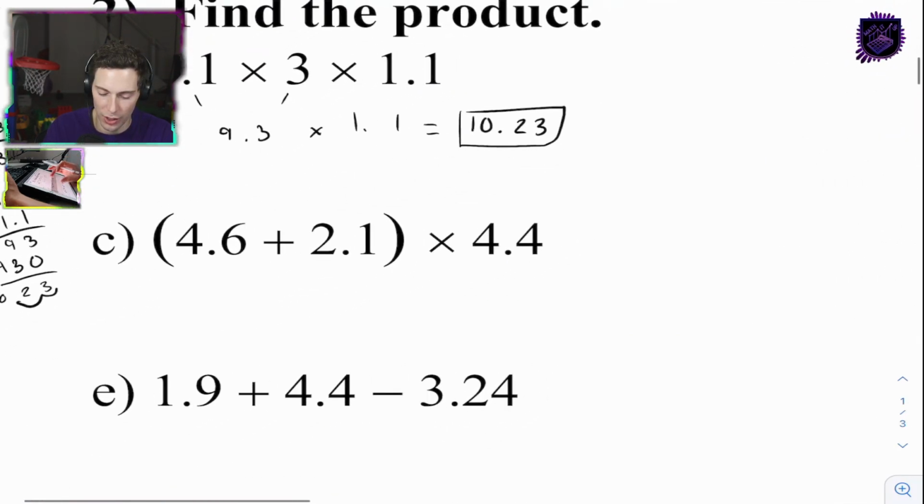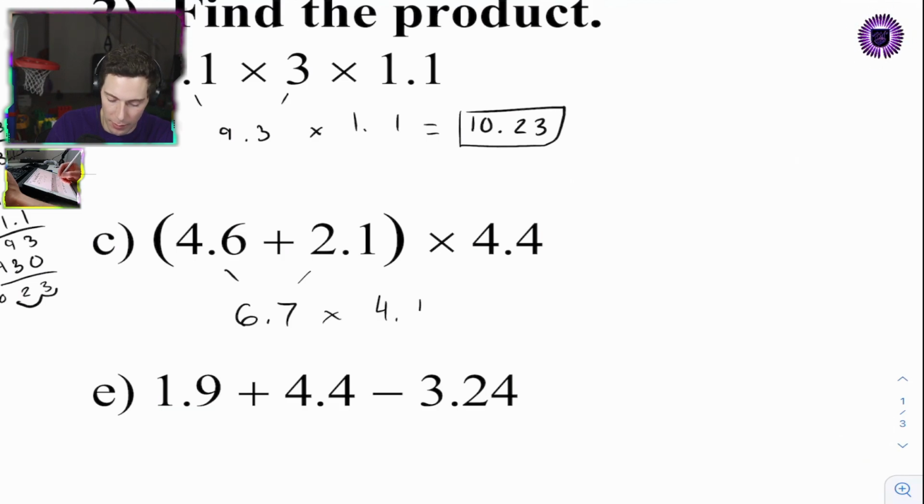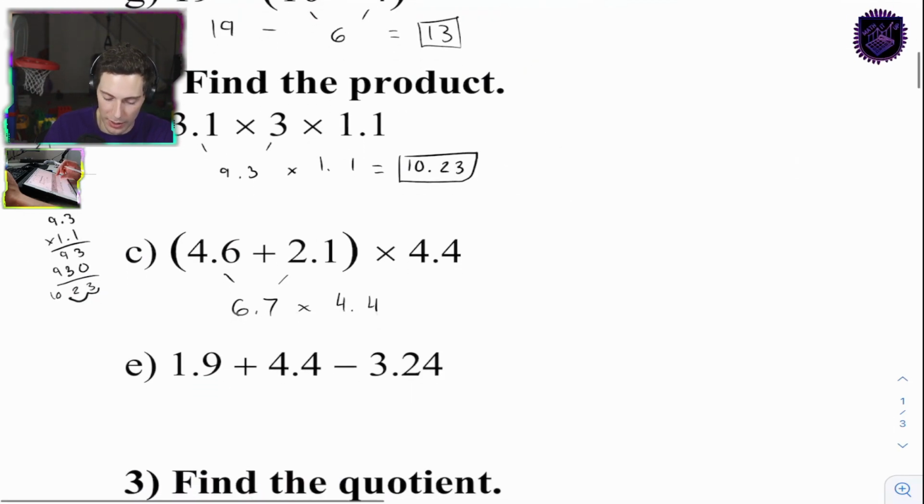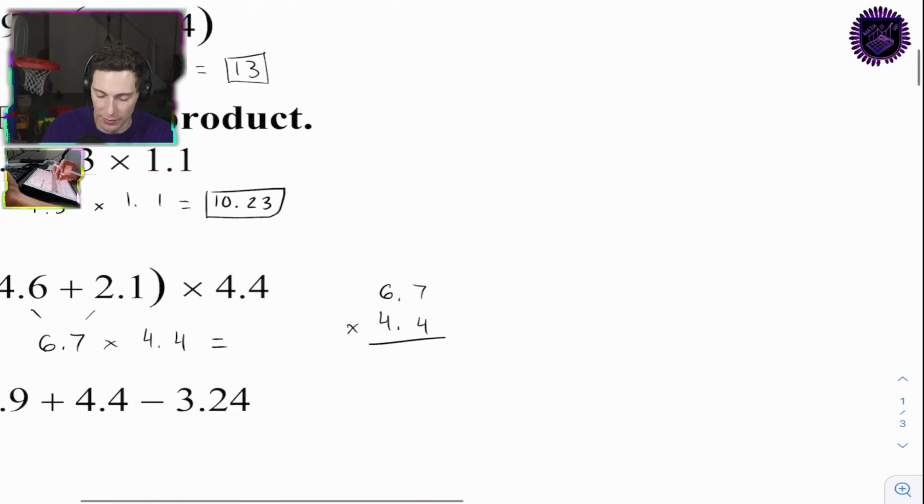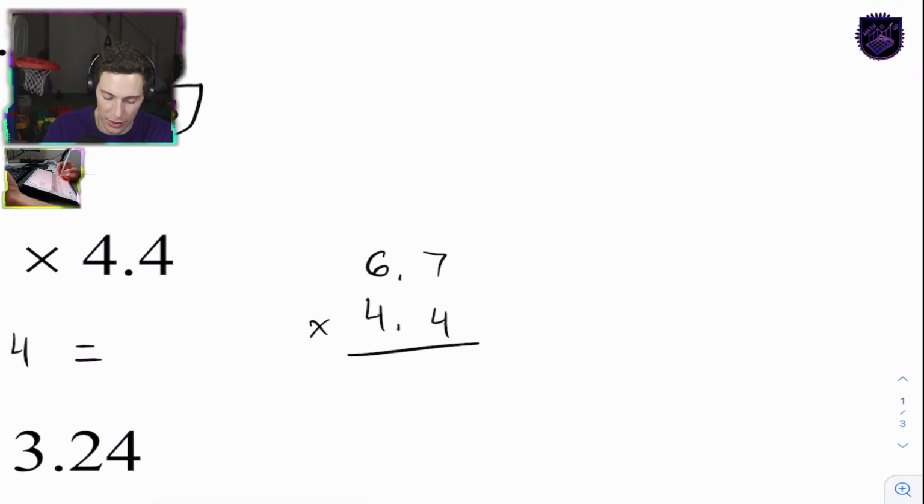All right, some addition and then some multiplication, because the addition is within the brackets. This is going to be 6.7 times 4.4. So let's go 6.7 multiplied by 4.4. And then because it's multiplication, it's double digit, 6.7 times 4.4. I'm going to pretend like there's no decimals involved here and then do my multiplication.